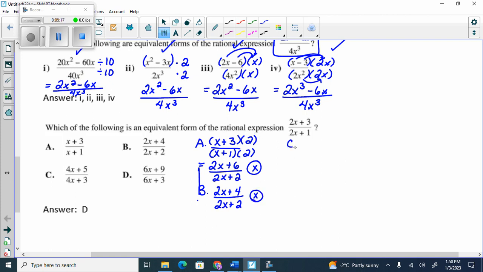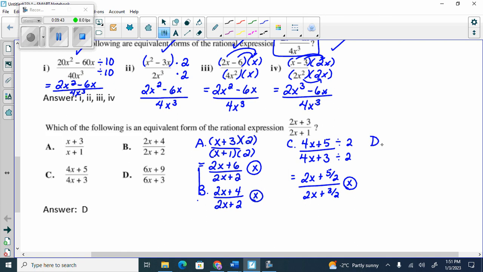C is 4x plus 5 over 4x plus 3. I would have to divide by 2 to make it 2x, top and the bottom. When I divide by 2, I get 2x plus 5 over 2 over 2x plus 3 over 2, which doesn't match. So that's no good.